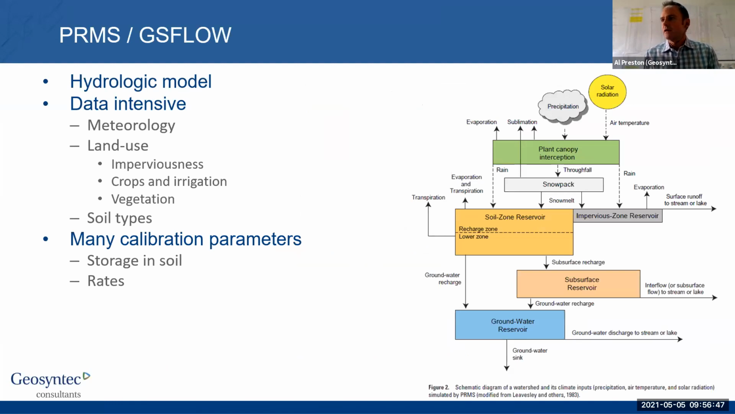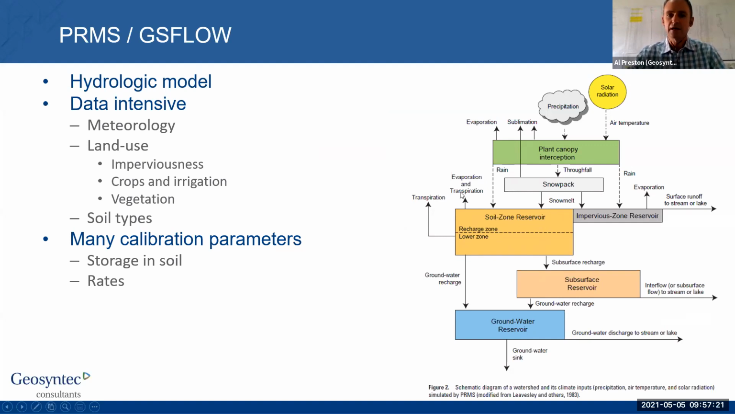So this is a schematic of the PRMS. I'm not going to go into all the details here, but it's a fully comprehensive hydrologic model that has all the hydrological processes in it. It has precipitation, solar radiation, and interception from plants. It can have snowpack, although we haven't activated that for Ventura. I think it does snow occasionally, but it really doesn't play a big part in any water budget. It's got storage of water in different soil zones and subsurface reservoirs.